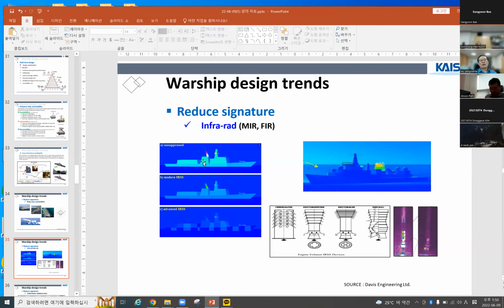So this is the unsuppressed ship, the medium suppressed ship, and the advanced IRSS suppressed system. We cannot find our ship easily.